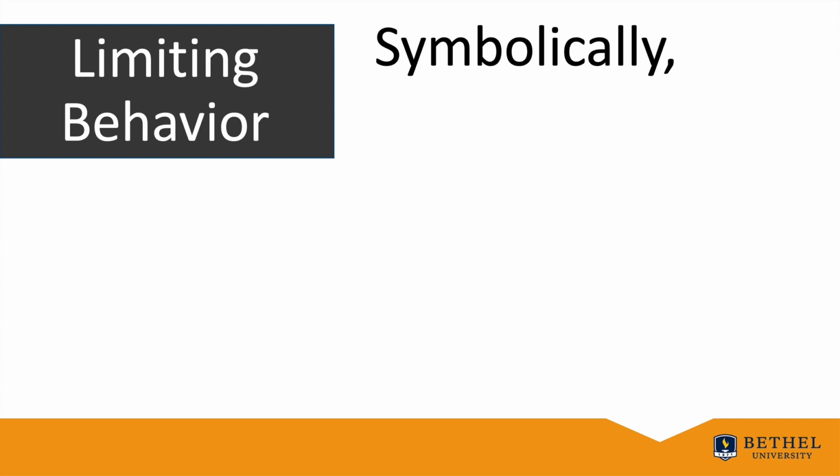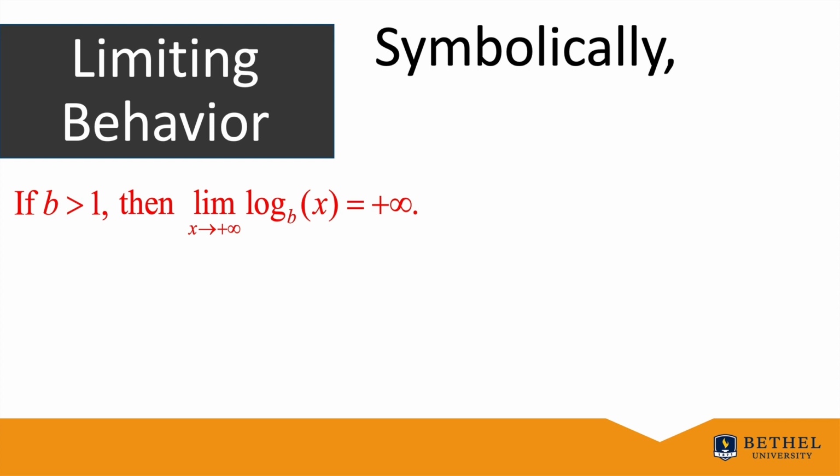What I'm about to say applies when b is bigger than 1, not when b is between 0 and 1. In this case, the limit as x goes to plus infinity of log base b of x is plus infinity. This is a symbolic way of saying there is no horizontal asymptote as x increases. We are not saying that infinity is a number here. We are saying that the graph of log base b of x will get above any horizontal line, no matter how high it is, as long as x is big enough.